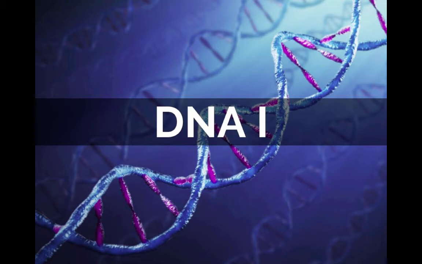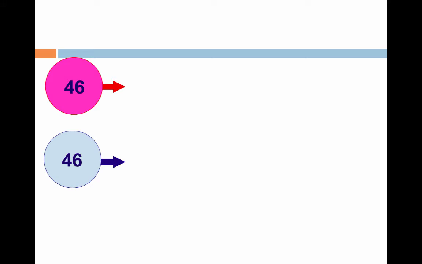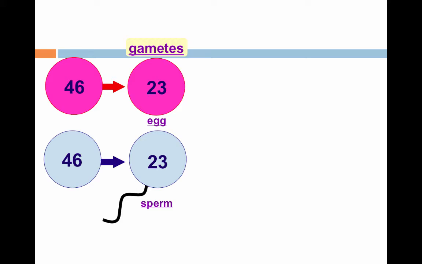This video is all about DNA and how it copies itself. Do you remember when we talked about sexual reproduction and the life cycle of organisms? Well, remember, humans have 46 chromosomes in each of our cells. In a female's ovary, some of the cells go through meiosis to produce an egg cell.